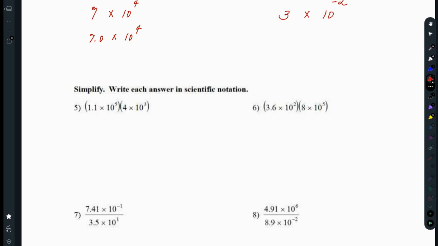Writing each answer in scientific notation. When we're multiplying, we're going to add exponents, and when we're dividing, we subtract. So I'm just going to make a note here. We're going to add the exponents because in 5 and 6, we are multiplying these scientific notation numbers. In 7 and 8, we're dividing, so we're going to be subtracting the exponents, just as a reminder.